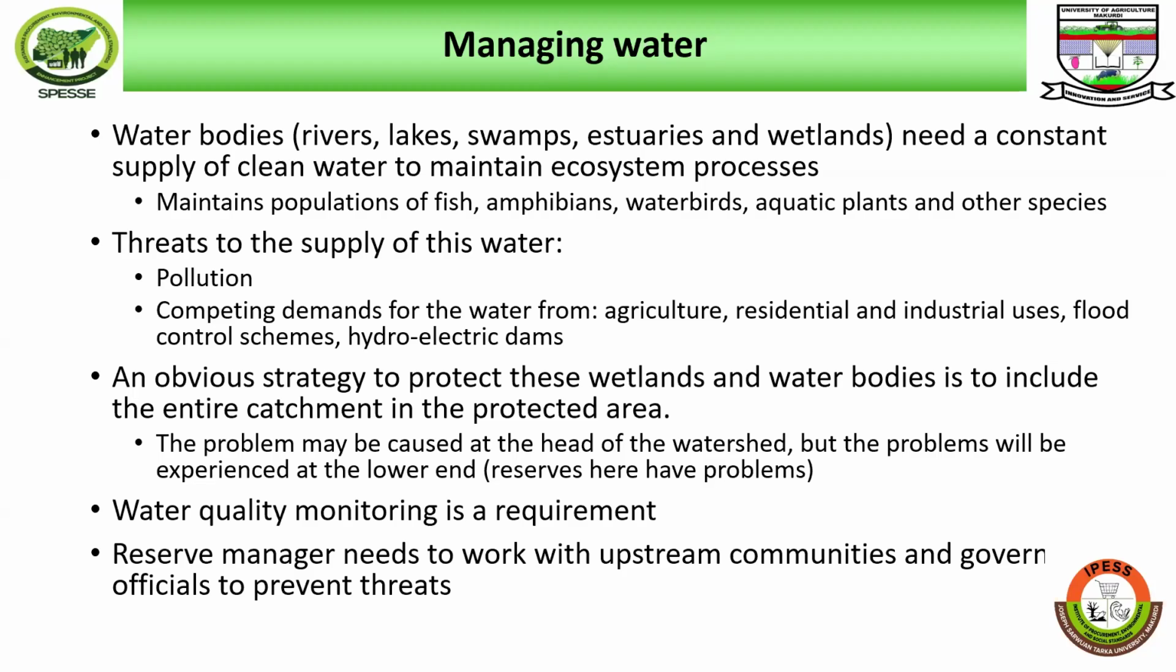This problem might be caused at the head of the watershed, but the problems can also be experienced at the lower end. We've had several issues where water is released from the dam up in Cameroon, and then you have a lot of flooding, and that affects our water quality. So measuring water quality is a critical requirement. And secondly, we also need to work on how we can manage our upstream communities and prevent threats to the downstream community.